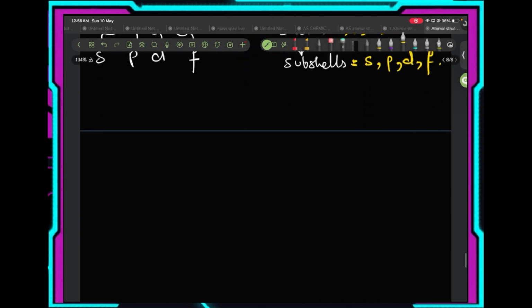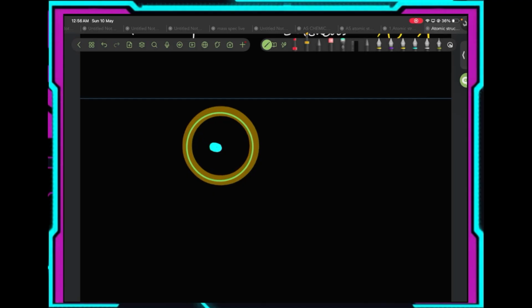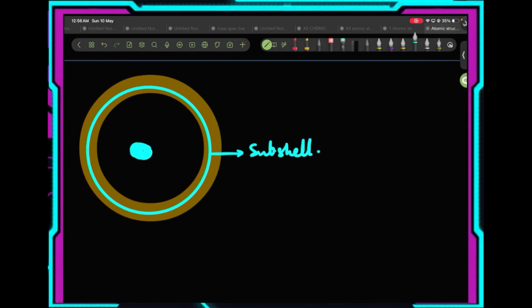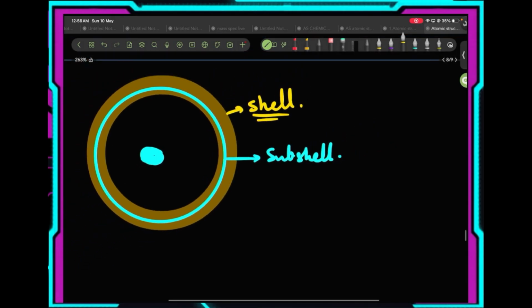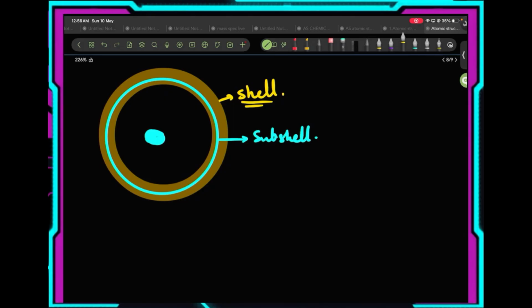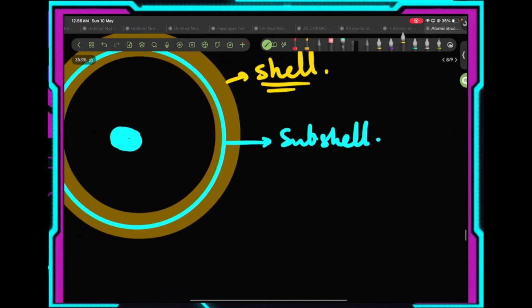Okay, so let me just draw one of the shells right here. For example, this was the nucleus, and this is the first shell, and I'm going to highlight the first shell. Inside the first shell, this blue line is your subshell. The highlighted part is your shell. So you magnified, you found a subshell inside the shell, right? Yep. Now, if we further magnify, we'll find another thing over here, but we'll move on to that later.